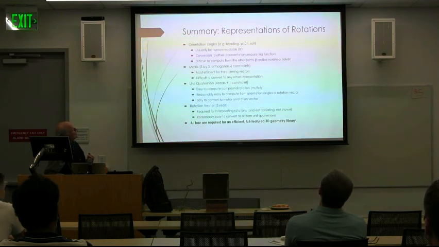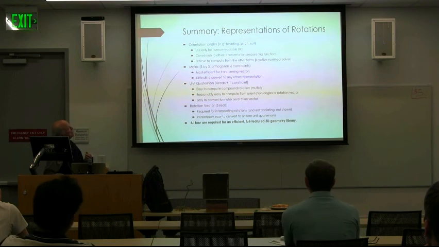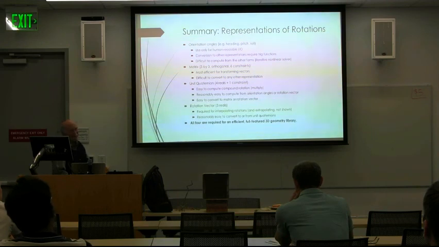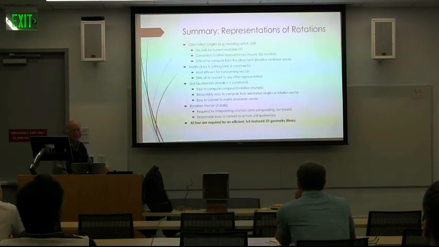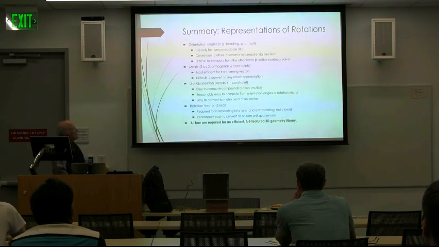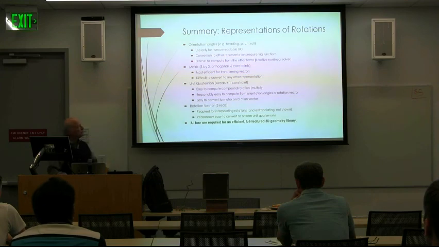Summary. Four representations. The orientation angles, use only for human readable. Matrix, most efficient for transforming vectors, but you can't do anything else with it once you've got that. The unit quaternion, which is the central representation, from which all of the others are relatively easy to compute. And the rotation vector, which you need to do interpolation. You need all four for a real efficient 3D feature.